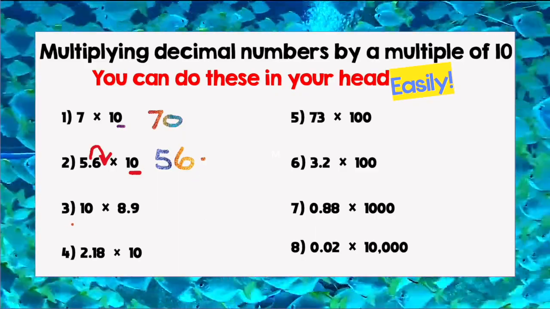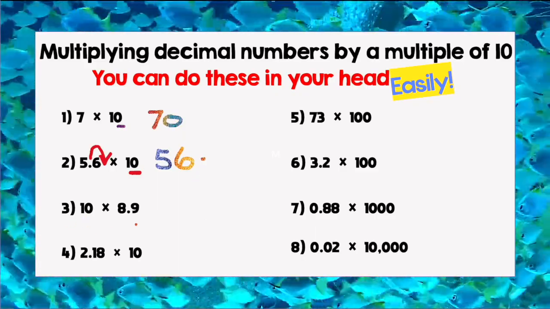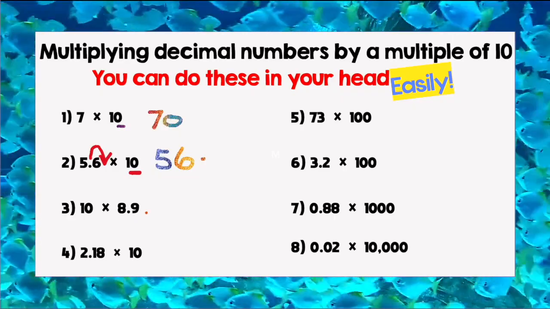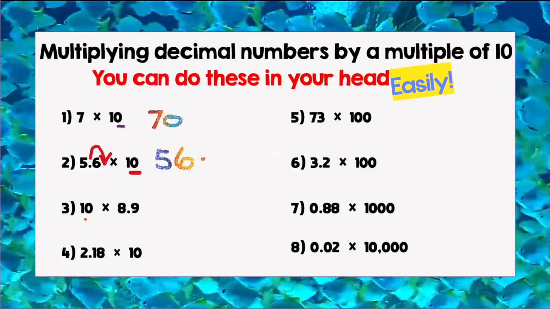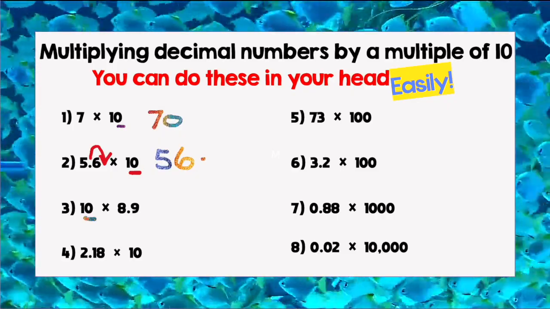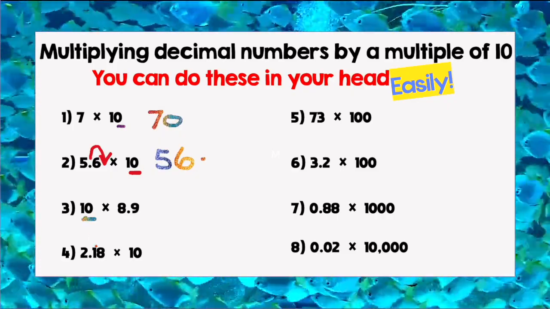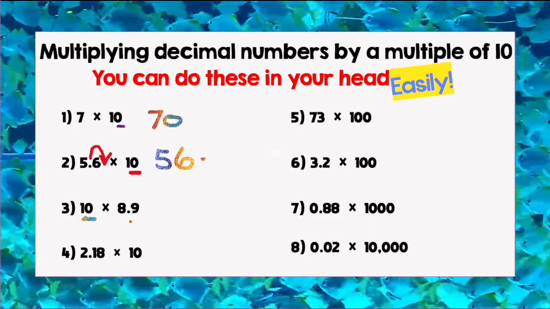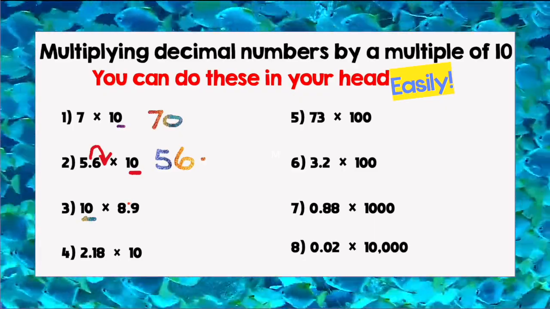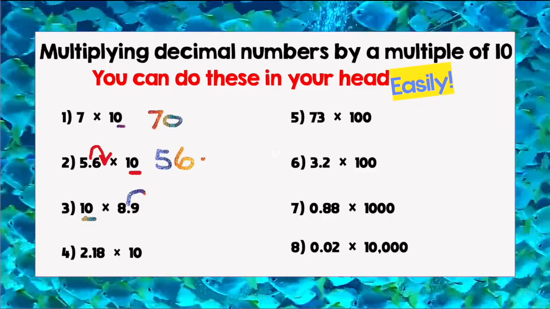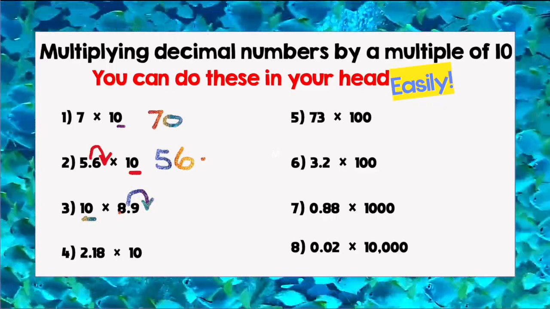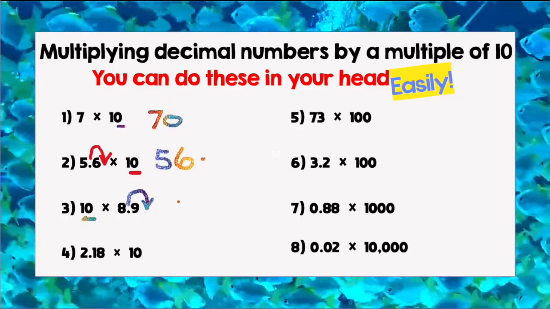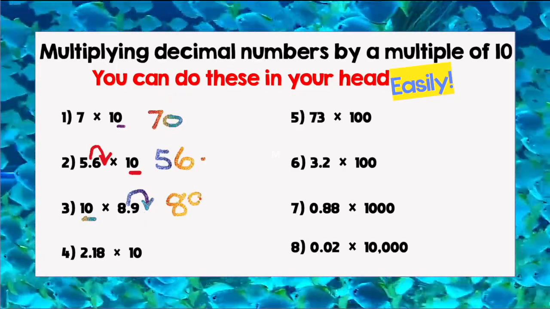Over to question number 3. It's 10 times 8.9. Here's our decimal number. Again, we look at the number of zeros that we're multiplying by. This here is 1. So we go to the decimal place and we do 1 jump to the right, leaving our answer to be 8, 9 on this side and the decimal place here. Our answer is 89.